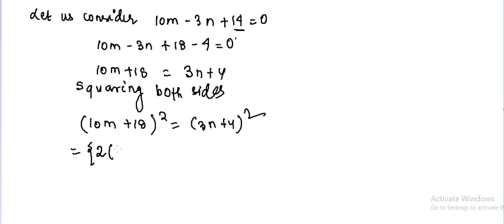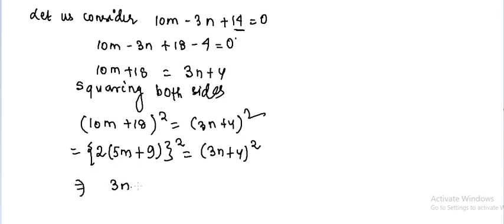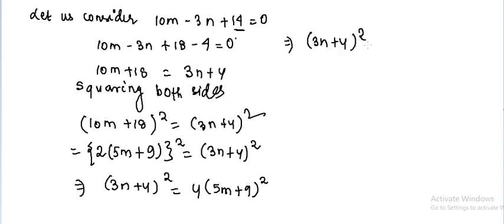Take 2 common out, this will become like this: 2 into (5m plus 9) whole square is equal to (3n plus 4) whole square. On further simplification, you will get (3n plus 4) whole square is equal to 4 (5m plus n) whole square. Hence, you can write this equation as (3n plus 4) whole square minus 4 (5m plus n) whole square is equal to 0.